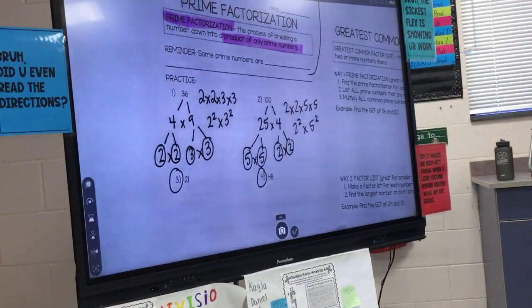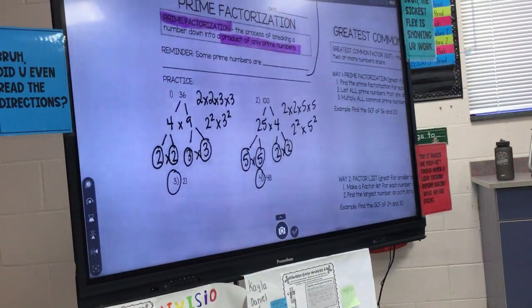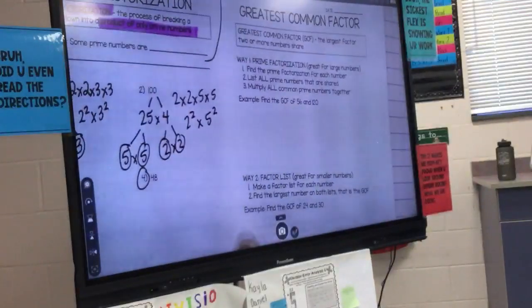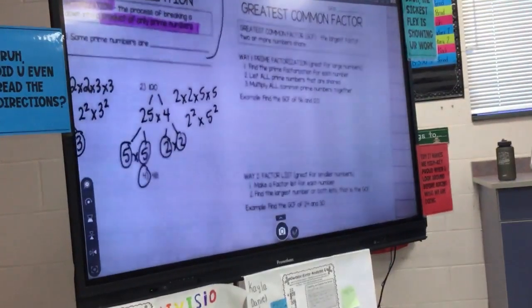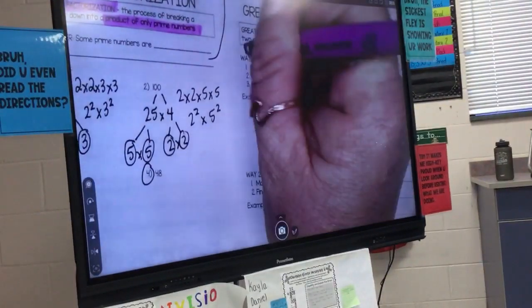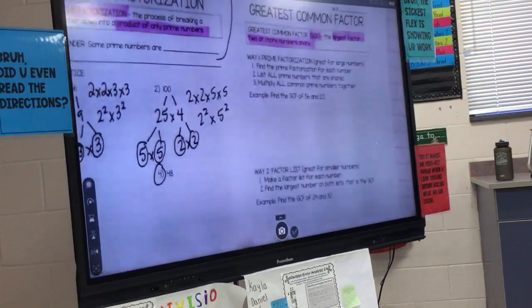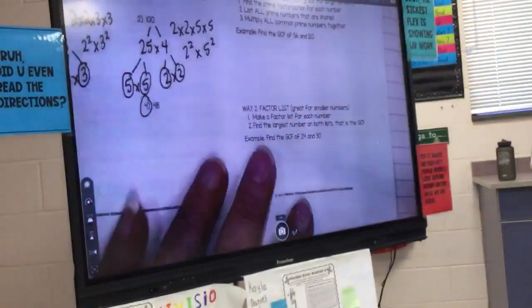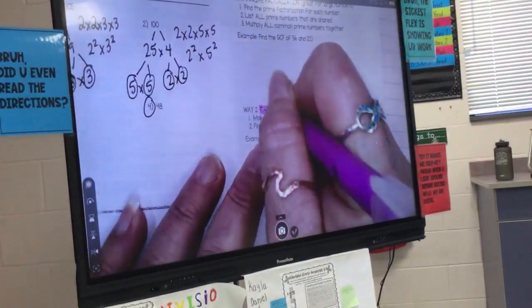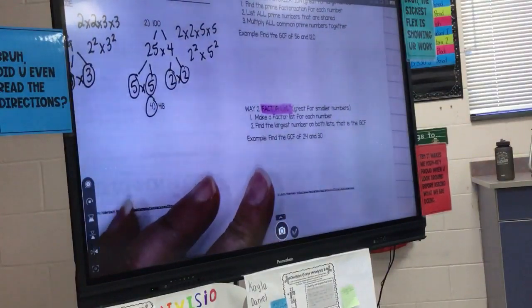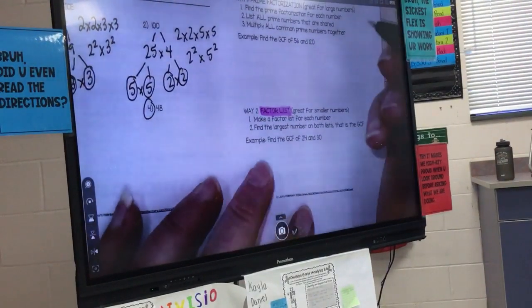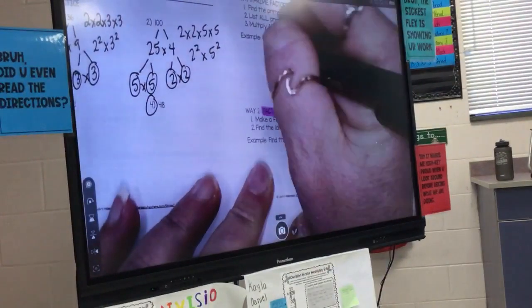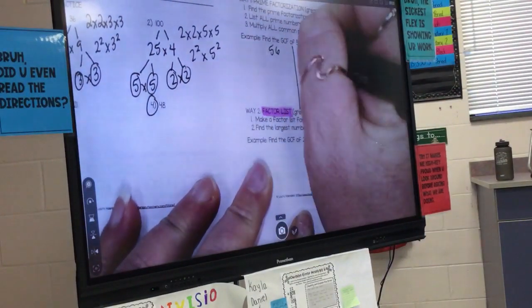All right, slide over to greatest common factors. So, greatest common factor, or GCF, is the largest factor 2 or more numbers share. There are 2 ways to solve. You can do it with prime factorization, I'm not even going to talk about that. Or you can do it by listing the factor list. This is the way that I do it. If you like finding prime factors, you can do it that way as well. So we're going to find the GCF of 56 and 120.